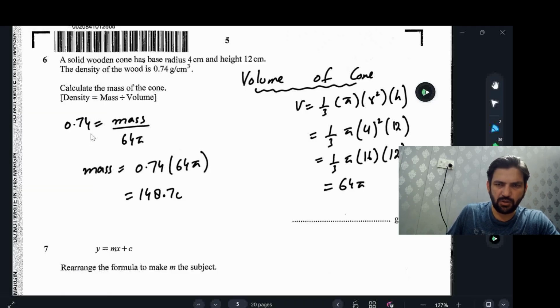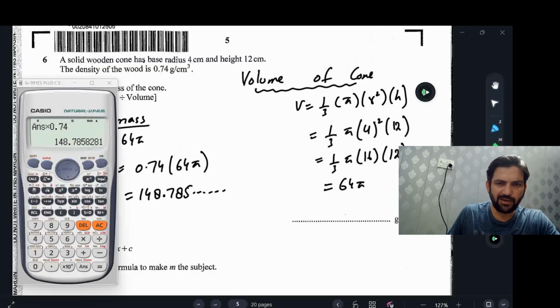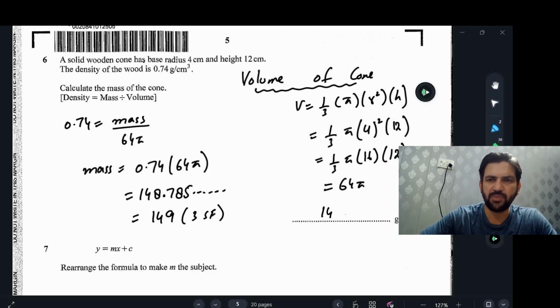So mass will be equal to 148.785 and so on. We can see that this is not an exact answer, so for an exact answer we have to write the answer up to 3 significant figures. So 149 will be the final answer, and we have to write 149 over here.